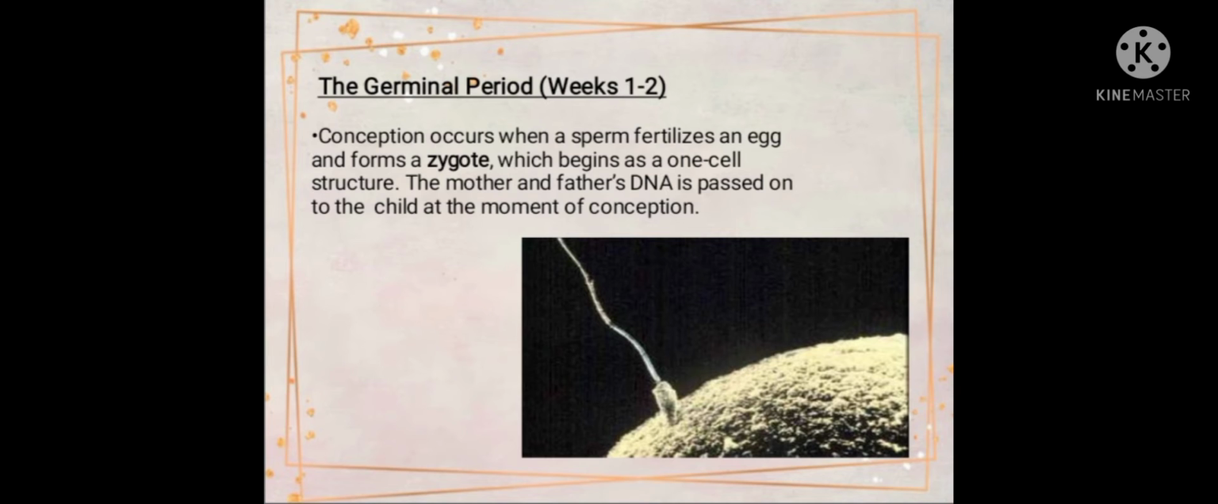The germinal period happens 2 weeks after conception, and it includes the creation of the zygote. So what is a zygote? A zygote is a fertilized eukaryotic cell that forms after the union of male and female gametes. So the germinal period continues cell division and attachment of the zygote to the uterine wall.